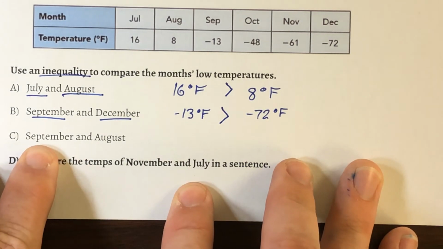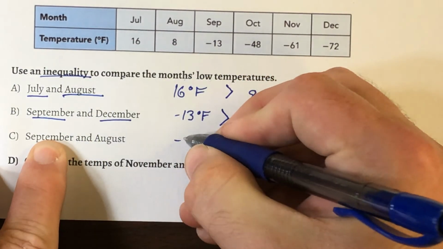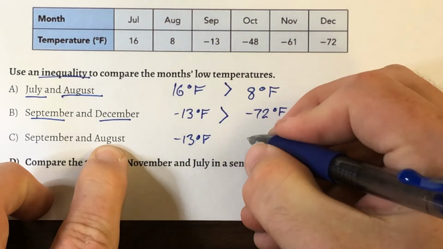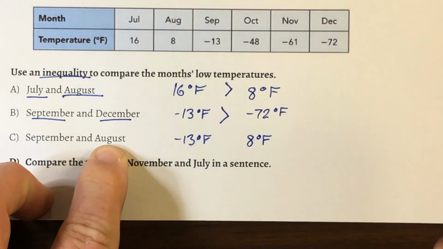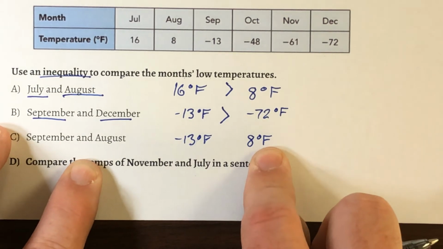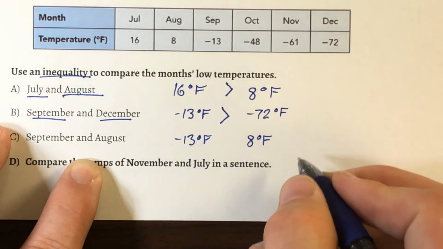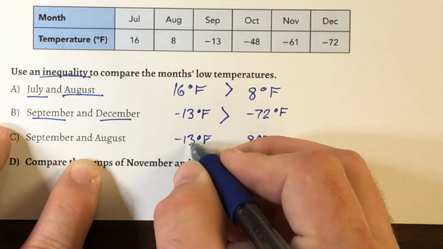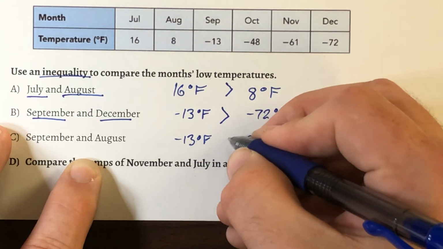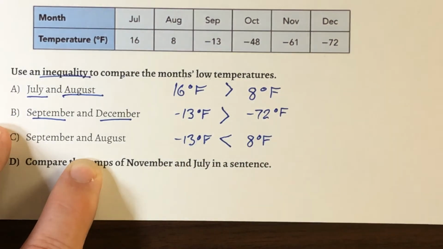Next example, September and August. September, negative 13 degrees Fahrenheit. August, 8 degrees Fahrenheit. Yay, above freezing. Well, no, never mind. We're dealing with Fahrenheit. Done messed up. All right, Fahrenheit, 32 degrees is freezing. Okay, which one is smaller? All negative numbers are on the left of zero. All positive numbers are to the right of zero. So that means negative 13 degrees is smaller than, or less than, or colder than 8 degrees Fahrenheit.